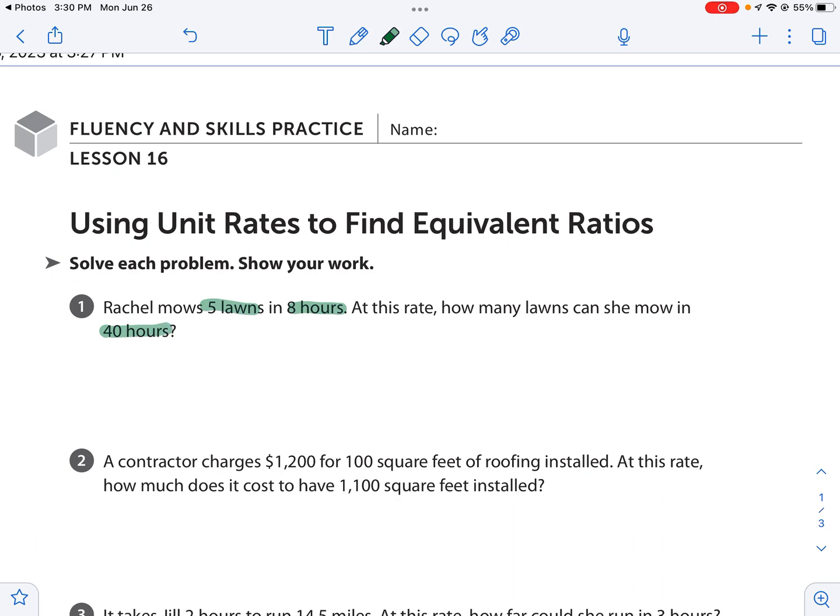So this is a 2-step problem. First, we need to find what is her unit rate, or how long does it take her to do 1 lawn. And then once we figure out how long it takes her to do 1 lawn, we're going to multiply that by 40. Okay, so here we go. Rachel mows 5 lawns in 8 hours. At this rate, how many lawns can she mow in 40 hours?